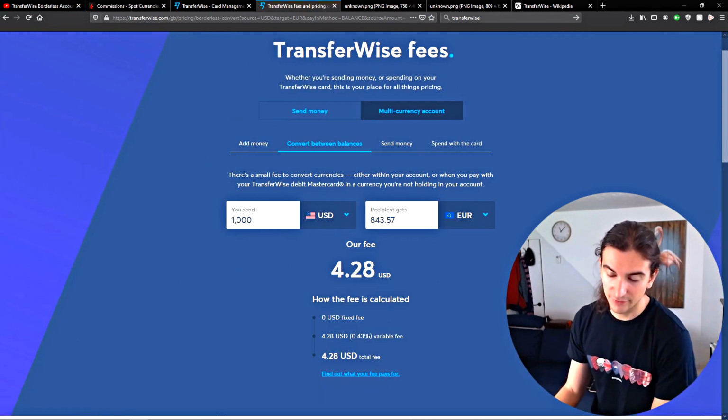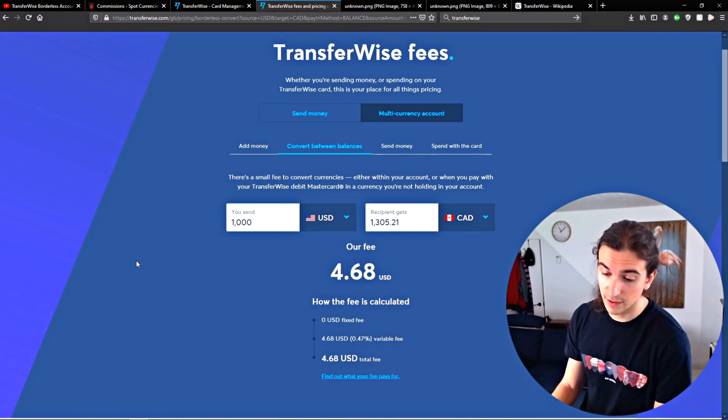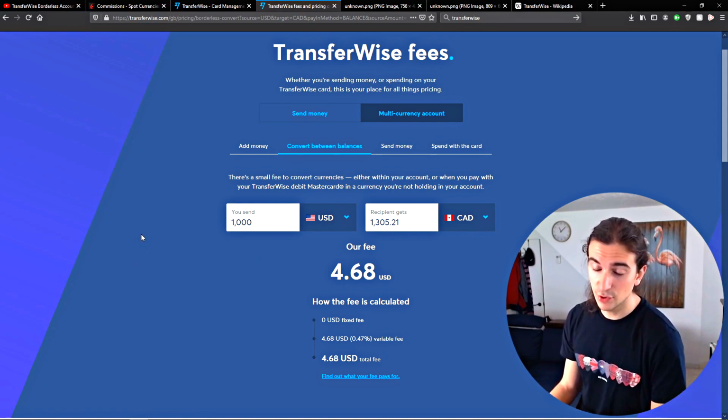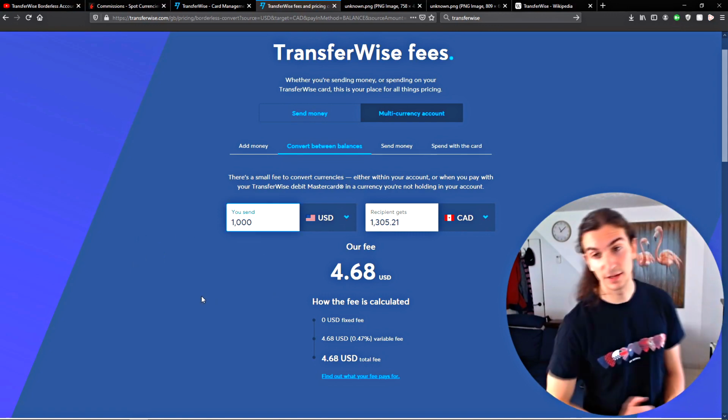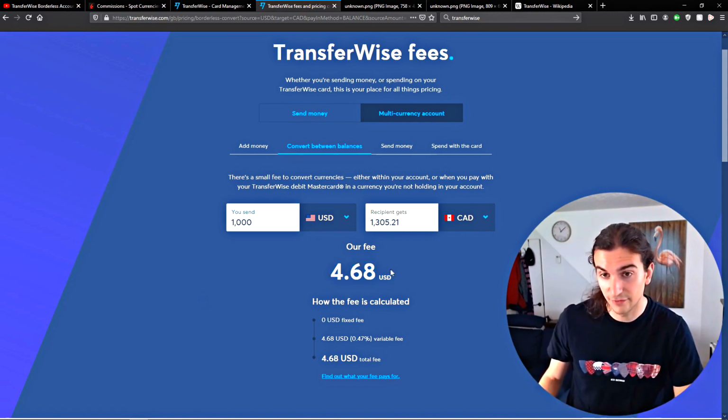So here's an example of converting currency in a TransferWise account. Let's say you're Canadian and you got paid in US dollars via your PayPal. What you did is you sent your money from PayPal to your TransferWise account. Now you want to convert that USD into Canadian dollars and then send it to your bank account. TransferWise is going to take a fee on that, but it's not going to be a lot. The good thing about TransferWise is that you're actually paying the proper exchange rate.